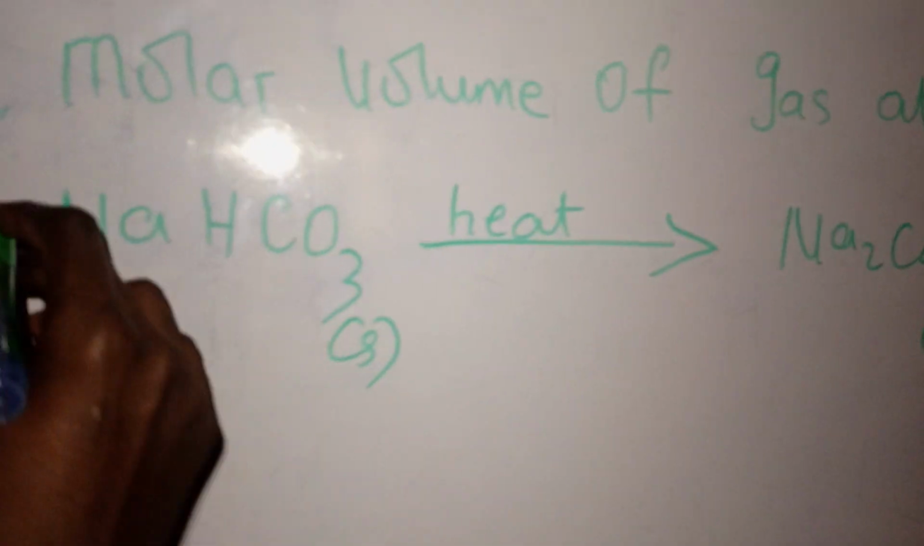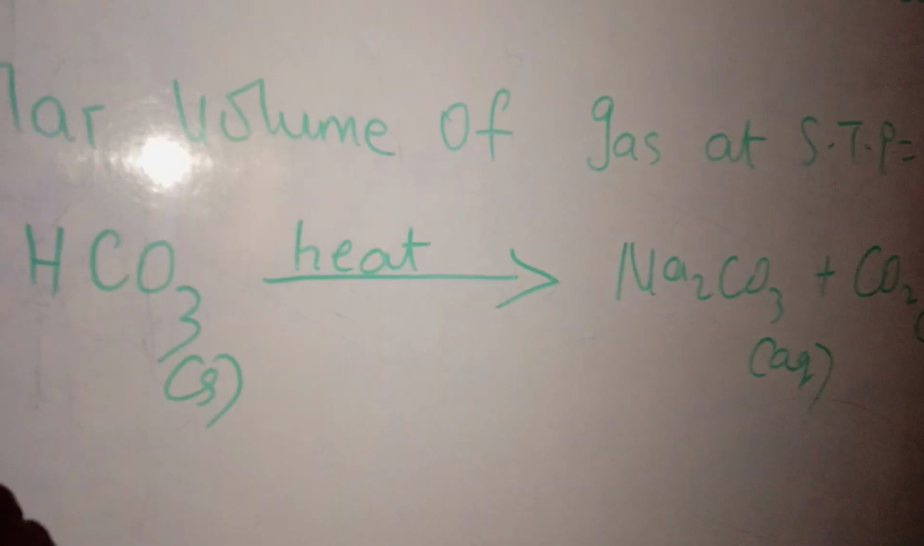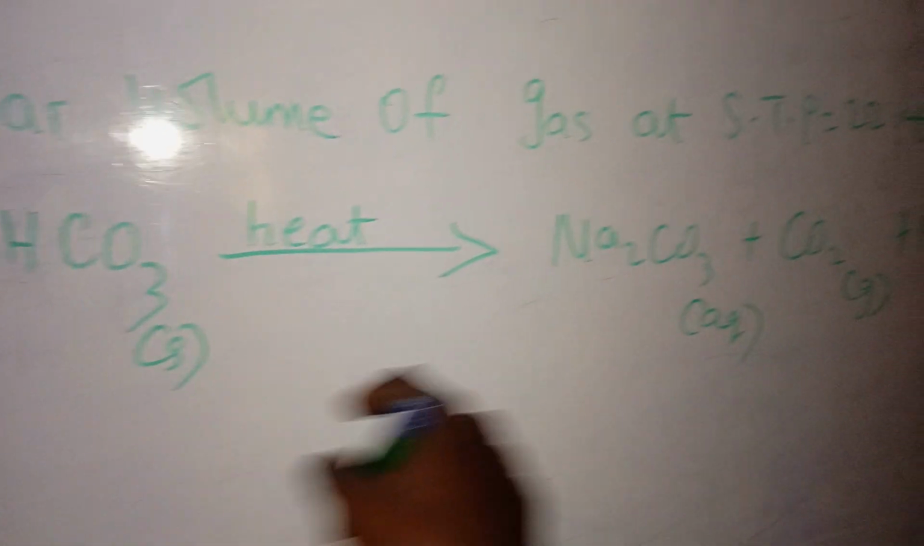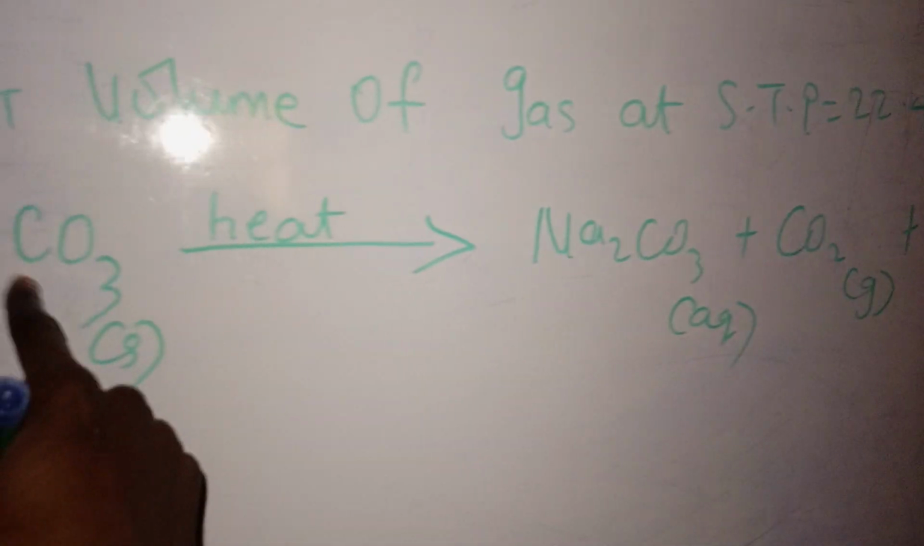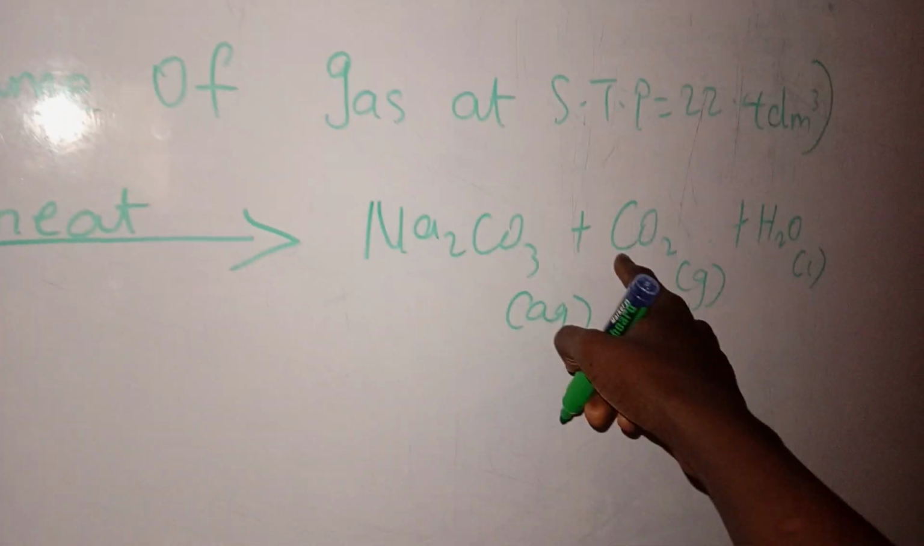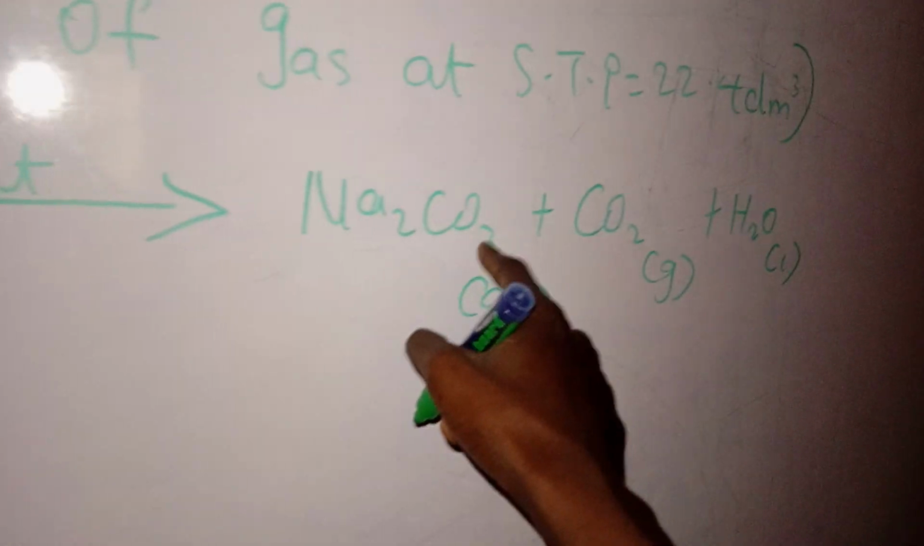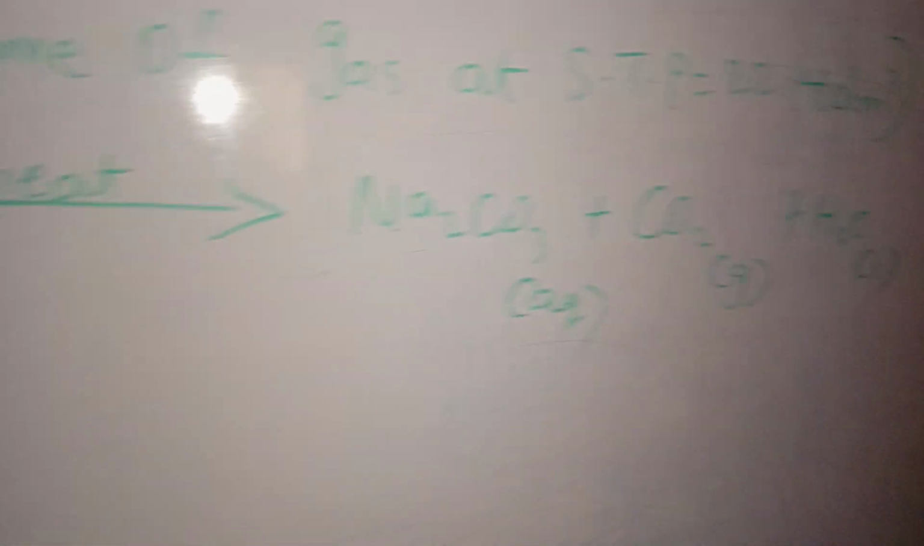So a solid. Now let's balance it. Sodium 1, sodium 2. Let me add 2 here. Sodium 2, sodium 2. Hydrogen 2, hydrogen 2. Carbon 2, carbon 1 plus 1, 2. Oxygen is 3 times 2, 6. Oxygen is 3 plus 2, 5 plus 1, 6. So the equation is balanced.